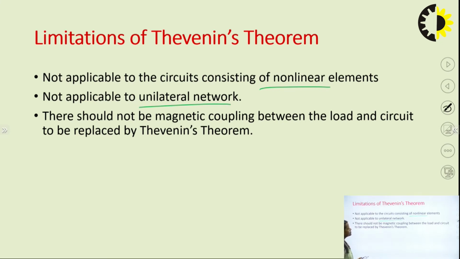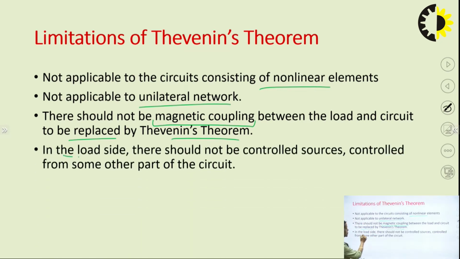Then there should not be magnetic coupling between the load and the circuit to be replaced by Thevenin's theorem, right? If there is any magnetic coupling, you cannot apply Thevenin's theorem. Then on the load side, there should not be controlled sources, or we can say dependent sources controlled from some other part of the circuit, right? You cannot apply Thevenin's theorem in such kinds of circuits. So these are the limitations of Thevenin's theorem, the circuits in which you can't apply it.